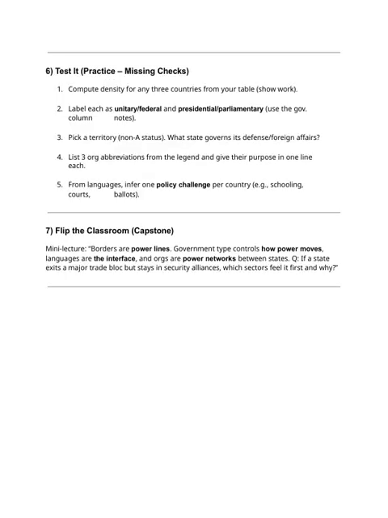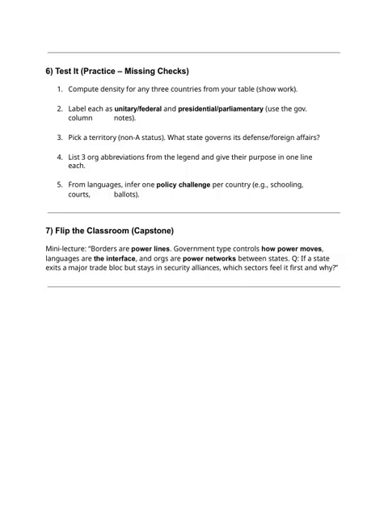All right, let's test our understanding by doing a little practice. We'll pick 3 countries from our table and calculate their densities, showing all the work along the way. Make sure to label each country as either unitary or federal and as presidential or parliamentary, based on the government notes. Next, choose a territory that isn't classified as a state. Find out which state is responsible for its defense and foreign affairs.